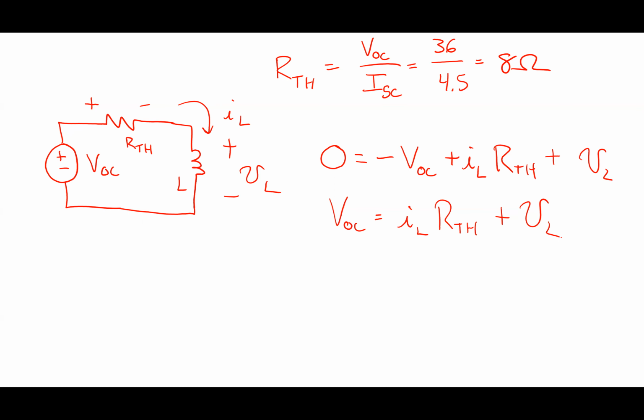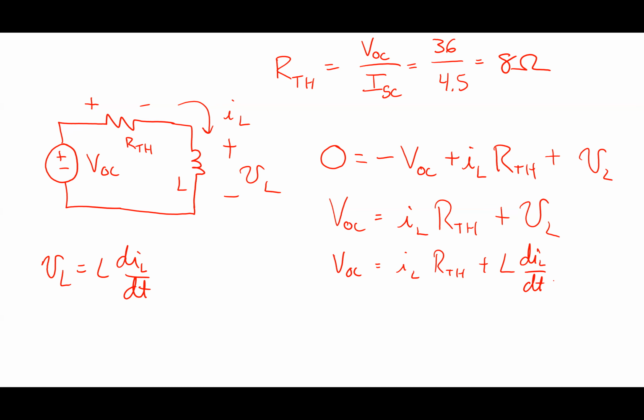Yeah, you got it. Nobody remembers those ones, it's hard to remember those. VL equals L dIL by dt. That's basically Ohm's law for an inductor. So I got VOC equals IL times R Thevenin plus L dIL by dt.